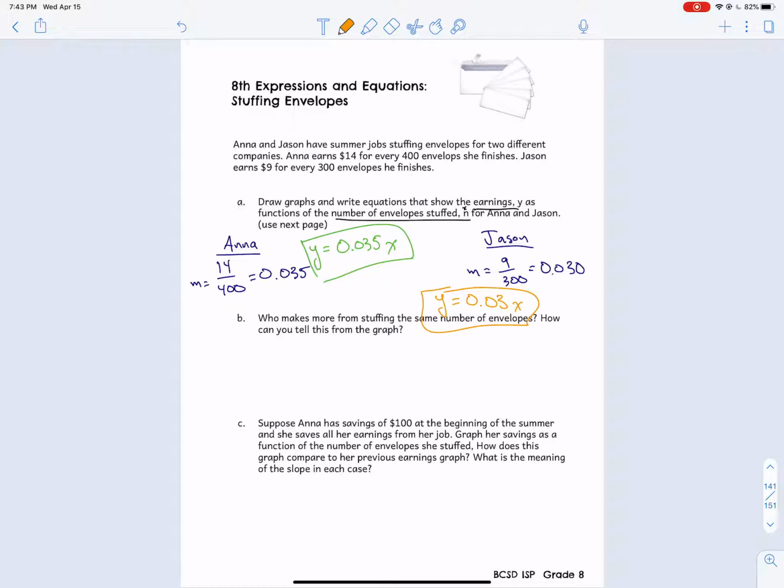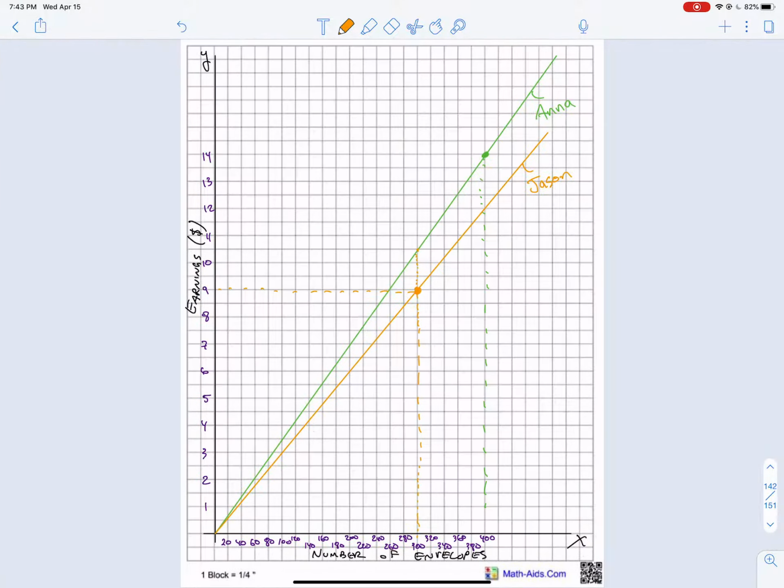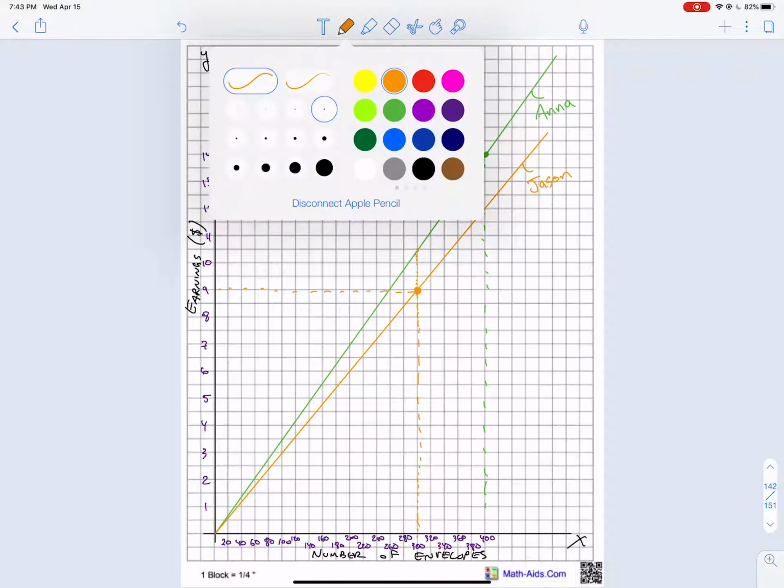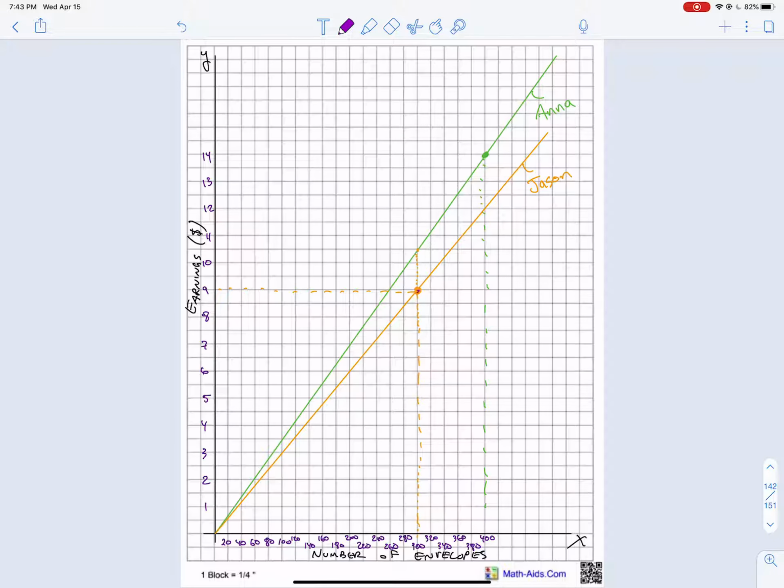Let's see. B, who makes more from stuffing the same number of envelopes? How can you tell this from the graph? So that's exactly what we did. That's the points right here. So we just took 300 envelopes. Jason makes $9, which was given to us. And then we just kind of followed it up to Anna's graph to see how much she would make. And that point is about right there. It's not perfect, but it's very, very close. And then if we follow it over, she makes $10.50 because it's halfway between 10 and 11.